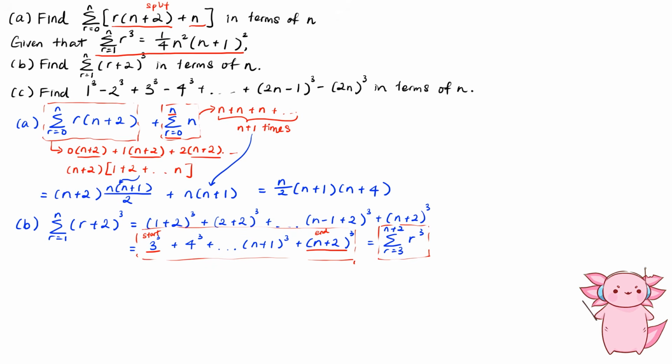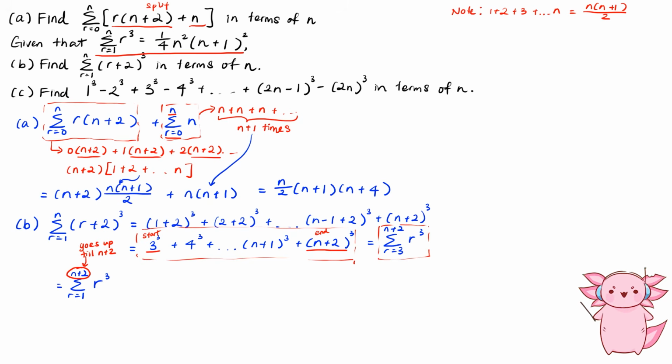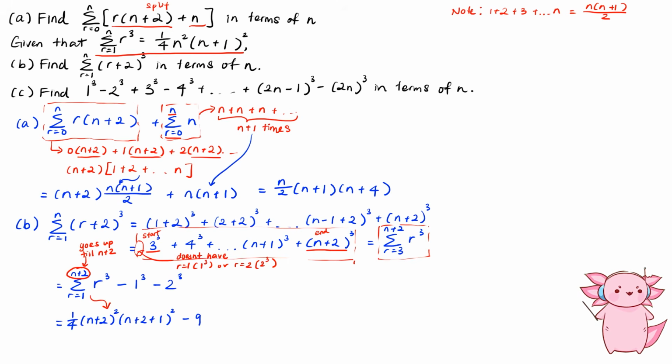Since it goes up to r equals n plus 2, we need to replace n with n plus 2. And secondly, since it doesn't have the r equals 1 and r equals 2 terms, we need to minus off 1 cube and 2 cube respectively, so the final answer will look something like this.